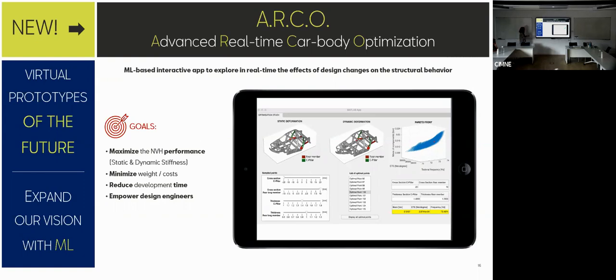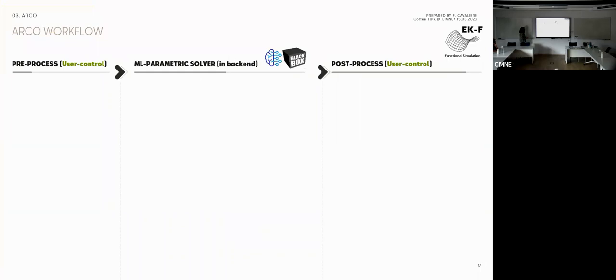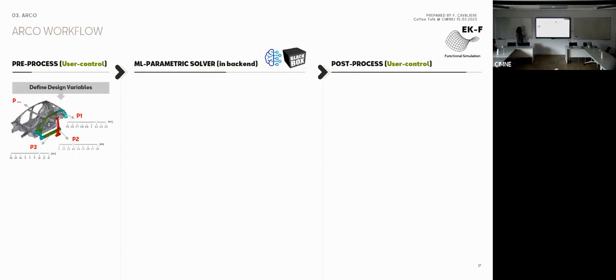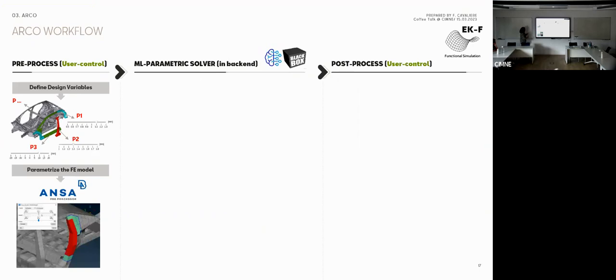So this is the main idea of the tool. And how does it work? We can split it in three main steps. There's a first step, which is the pre-process. Here we have some user control aspects because the user has to define the design variables of interest and in which ranges they want to vary them, and then also build a parameterized finite element model.